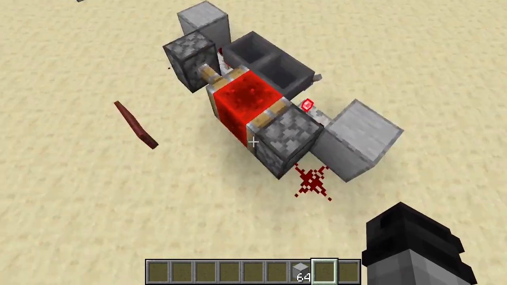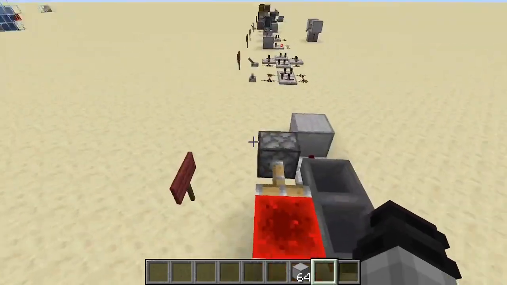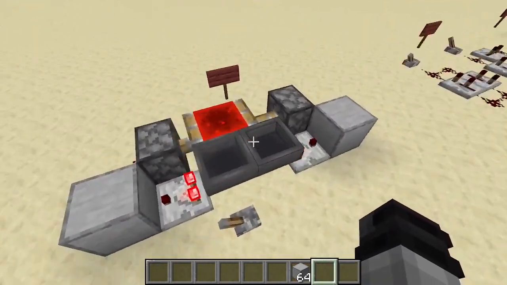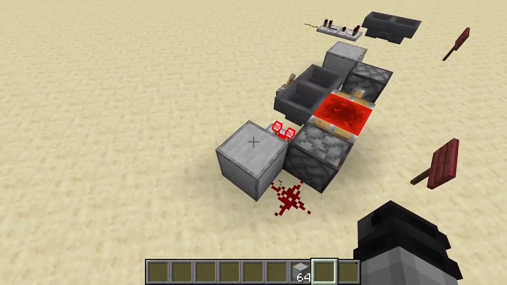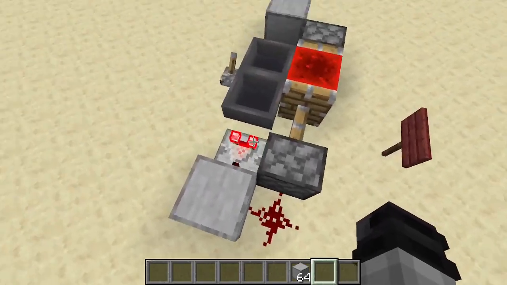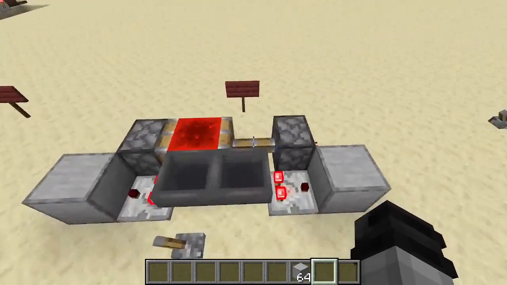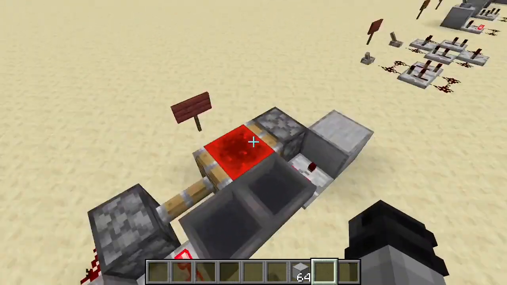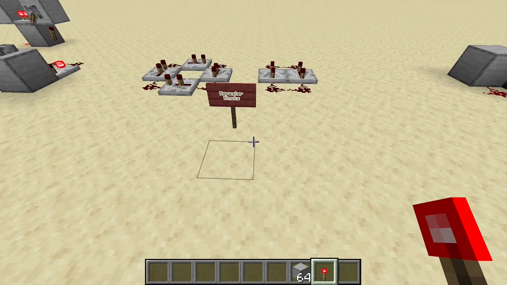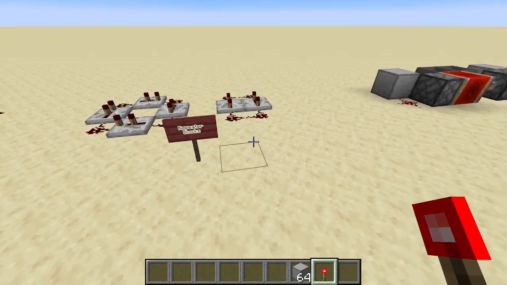And you can also have this right here on top of the hoppers instead of next to, if it fits your build better. You would just do the same thing except for the redstone to be here, and then this sticky piston, and then the redstone block would just be going back and forth on top of the hoppers instead of next to.